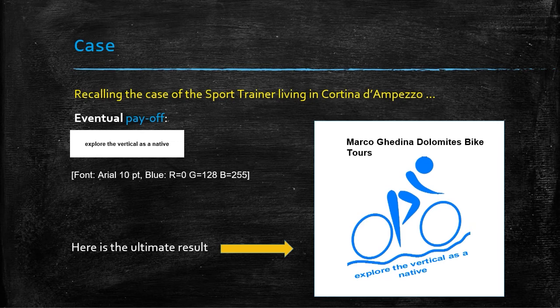To emphasize the hardness and the verticality of the tours, the payoff layout can be modulated on the slope line below the logo and use the same blue color code of the image. In this way you can perfectly integrate the payoff to the logo. Here is the ultimate result of this exercise: Marco Godina Dolomites Bike Tours.